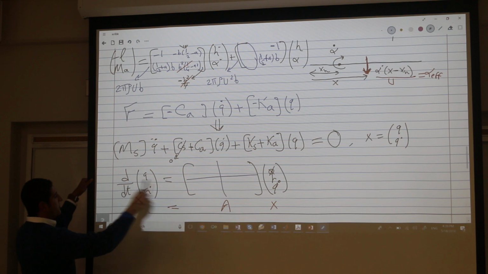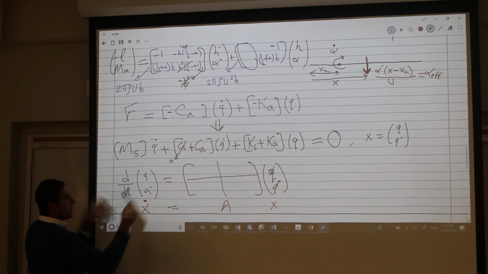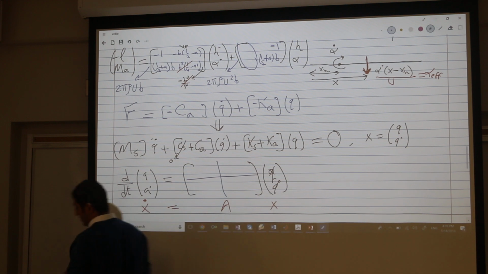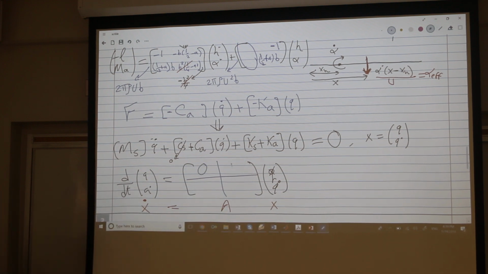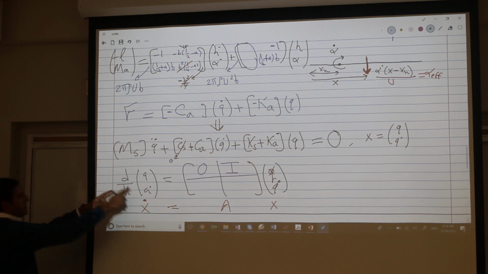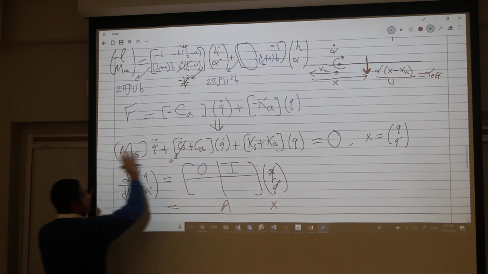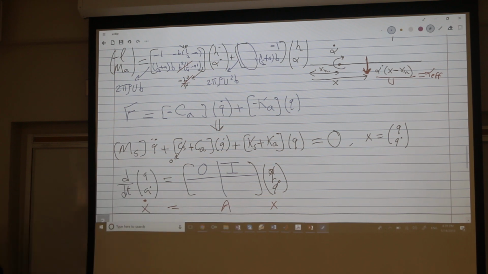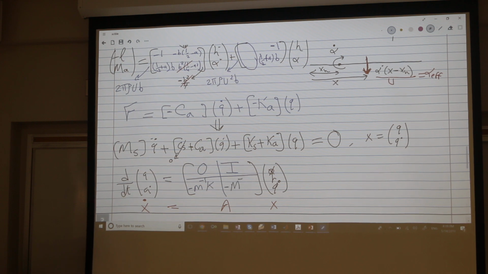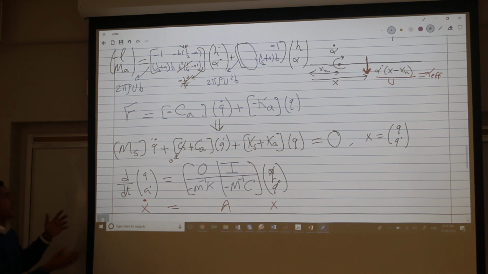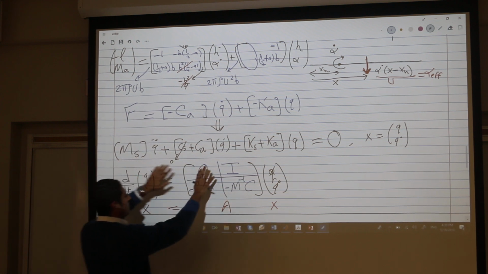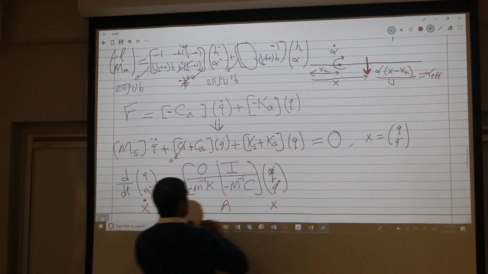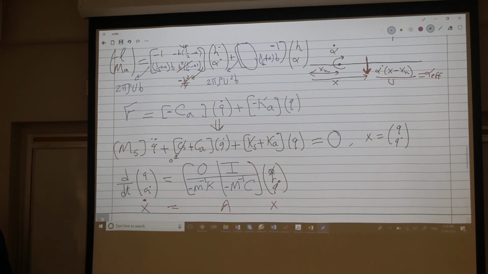The first equation is trivial. D by dt for Q is simply Q dot. So it's 0 times Q and 1 times Q dot. 0 and 1 in the language of matrices, so this is I, identity. And d by dt for Q dot, which is Q double dot, I'll get from this equation. So I'll move this guy to the left-hand side and invert M. So here is negative M inverse K, negative M inverse C. M, K, and C are the totals. Here the total is structure only, here the total is aerodynamic only, here the total is addition. Okay? If you have a question, please stop me.